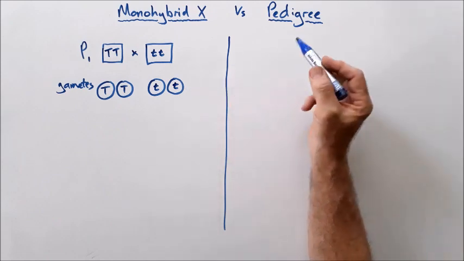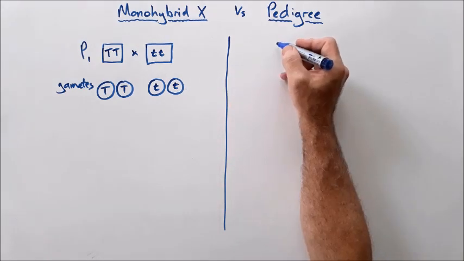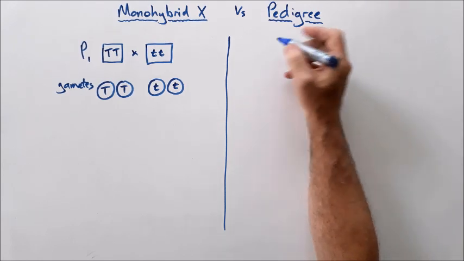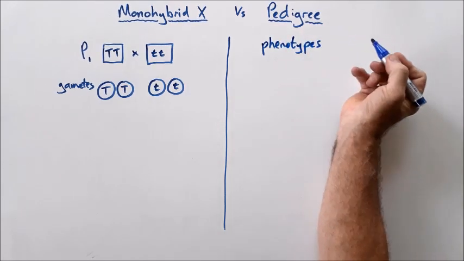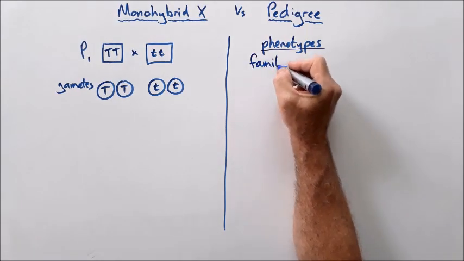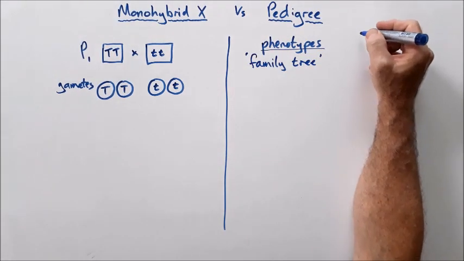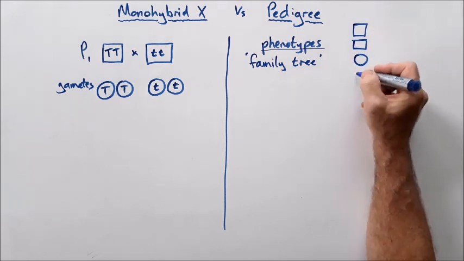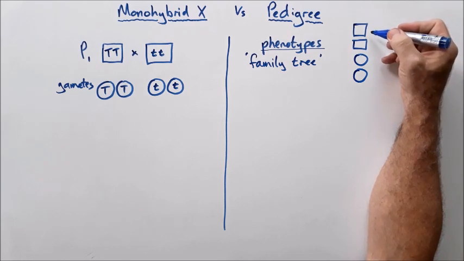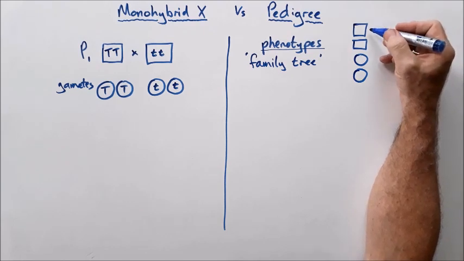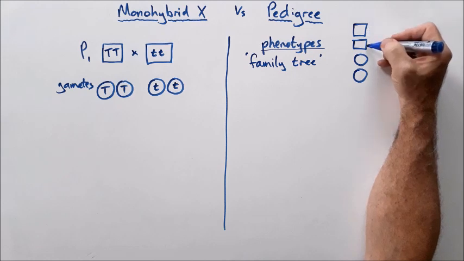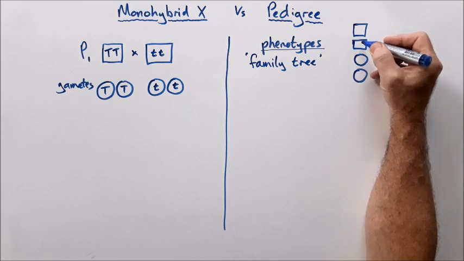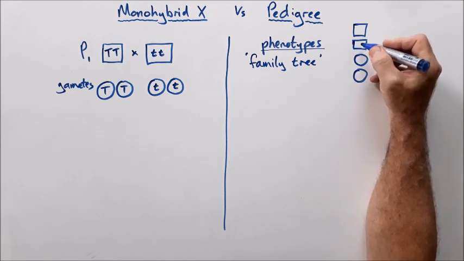When it comes to a pedigree, however, things change. A pedigree is the phenotypic expression of a family tree. So it's phenotypes in a family tree. Now it's also important to remember that any pedigree needs a key. In a pedigree key, what normally is the case is that males are represented in squares and females are represented in circles. And if a gene is expressed, they normally shade in one of the two boxes.